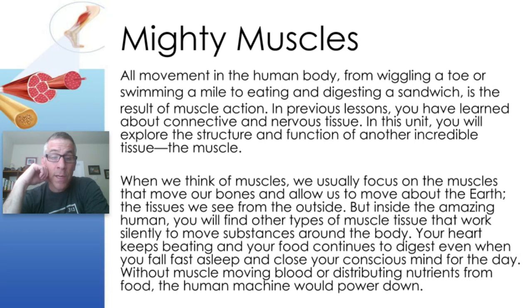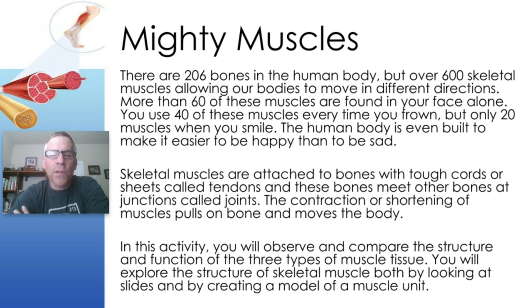Your heart keeps beating. We don't control that. And food continues to digest even when you fall fast asleep and close your conscious mind for the day. Food continues to push down our esophagus, through our stomach, and through our small intestines. Without muscle moving blood or distributing nutrients from food, the human machine would effectively shut down. There's 206 bones in the human body, but over 600 skeletal muscles allowing our bodies to move in all the different directions that we move. More than 60 of these muscles are found in your face alone.